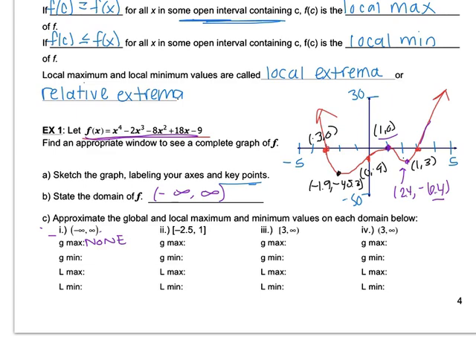If you look for global min, we want a value that's absolutely lower than any other value. And remember, maxes and mins are the y values. So if you look at your graph, this negative 45.3 is the absolute lowest y value this function will produce. So our global min is negative 45.3.